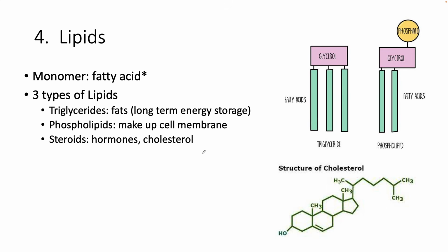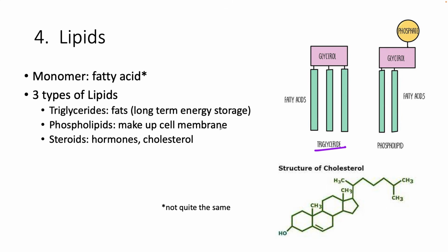Our fourth type of macromolecule is lipids. Now, the monomer here is a fatty acid. There are actually 3 different types of lipids. So triglyceride, which you'll see right here, has 3 fatty acid tails. And we use this for long-term energy storage. So for example, if you are eating a whole bunch of food and you don't use it all right away, we might store it in our body as triglycerides. This is another word for fat.